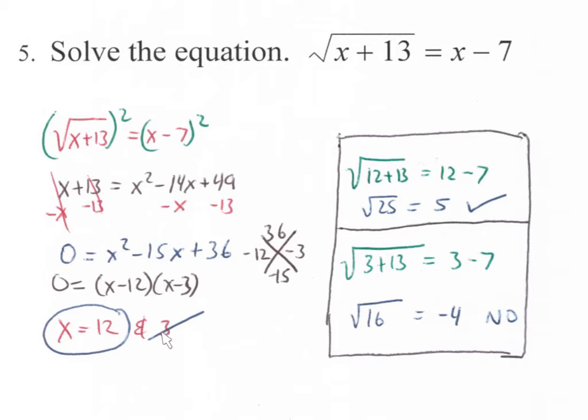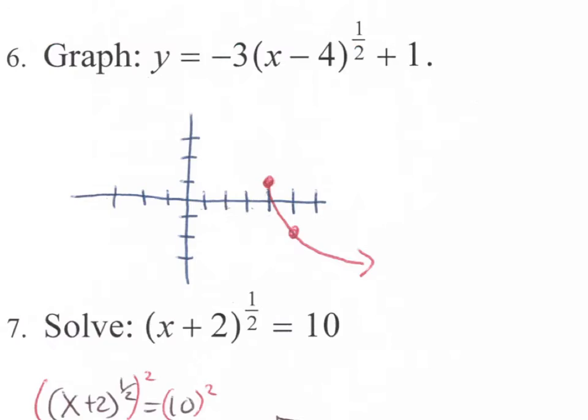Now why did I cross out 3 here? Because it's extraneous. And here's why you have to check your answers. It's very important to check your answers. When I go back to the original function and I put 12 here and here, this becomes square root of 25, this becomes 5, and the square root of 25 is 5. Yes, we're good. But when we plug in 3 to both of these, this gets 16, but this gets negative 4. The square root of 16 is not negative 4, so this is not possible. This is called an extraneous solution. So my only answer is 12. So be very careful to check your work.